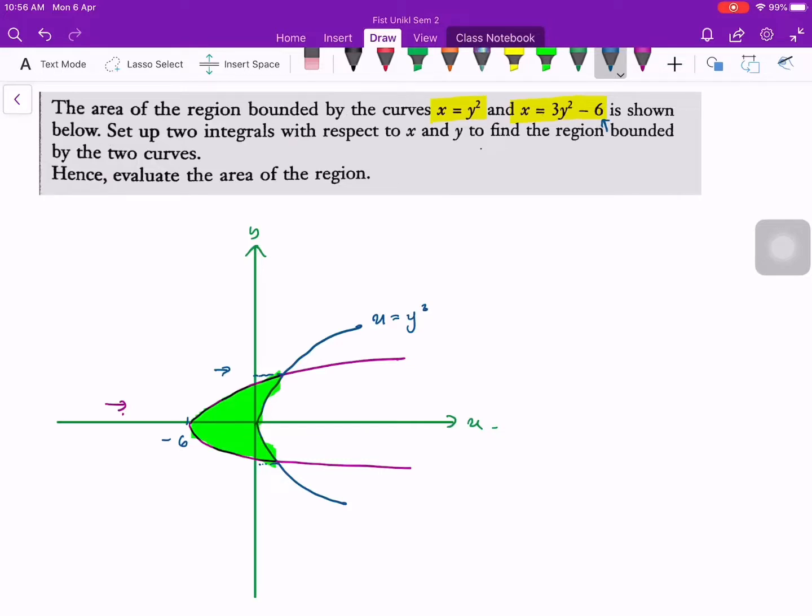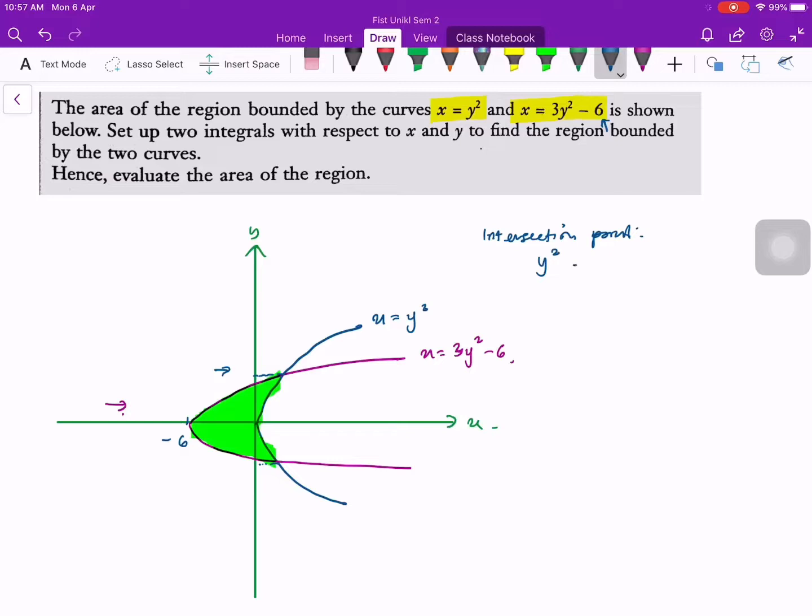If we take it in x, it's too hard actually. You can also do it by x, but in this example it is easier if we do the integration in terms of y. So let's start with finding the intersection point of y. For the intersection point, we will do simultaneous equations here. So this is actually, x is equals to 3y squared minus 6.